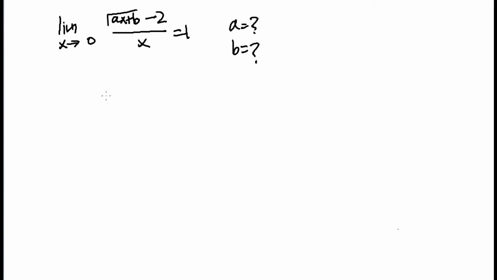Today we're going to be talking about limits. Now look at the question here. We have the limit as x approaches 0 of the quantity square root of ax plus b, minus 2, over x, equals 1. What is a and what is b?